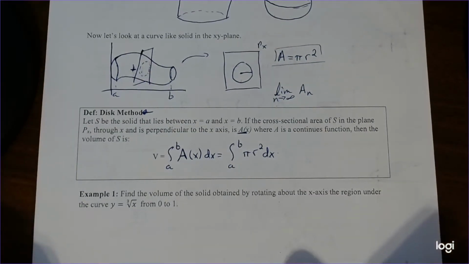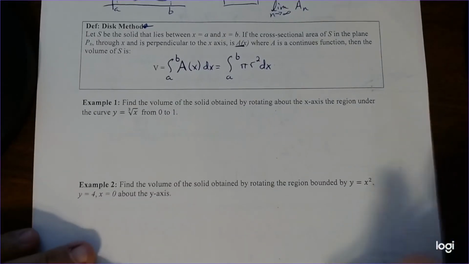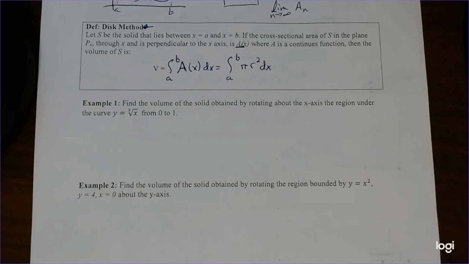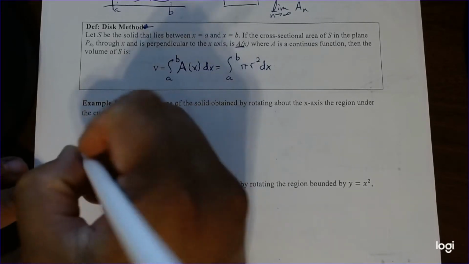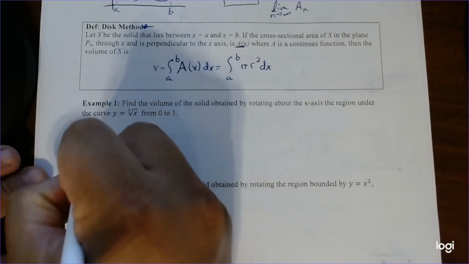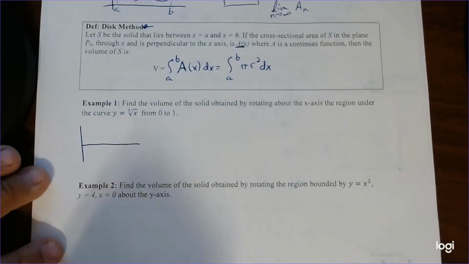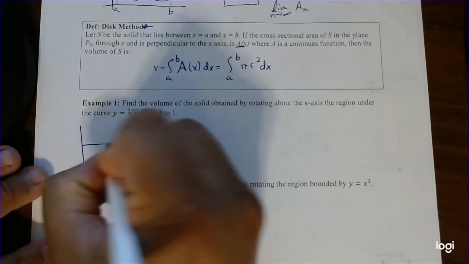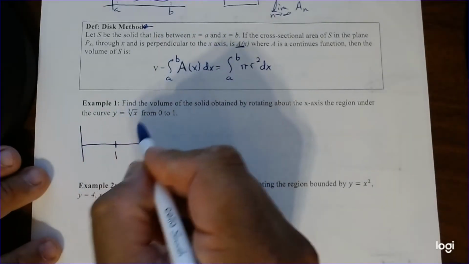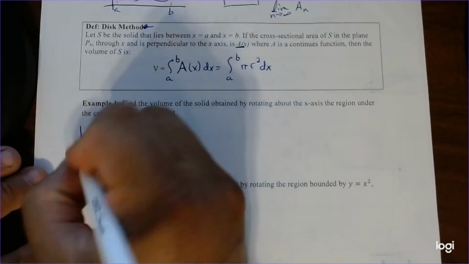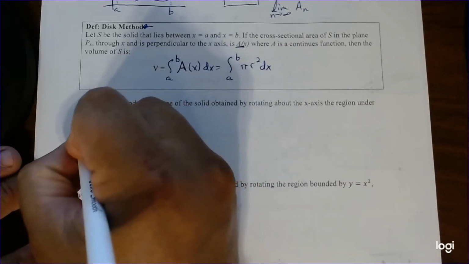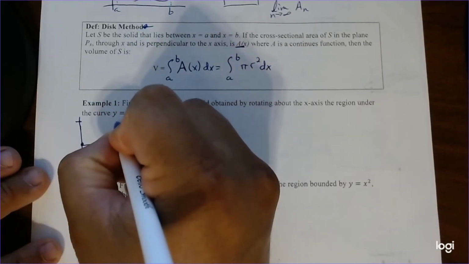Okay. So let's try an example out so you can see how this will actually be applied here. Example 1 says, find the volume of the solid obtained by rotating about the x-axis the region under the curve y equals the cube root of x from 0 to 1. All right, so firstly, let's see what's actually going on here. From 0 to 1, so I'll just put 1, here's 0. And again, I'm just going to graph this. So, plug in 0, we get 0. Plug in 1, we get 1.